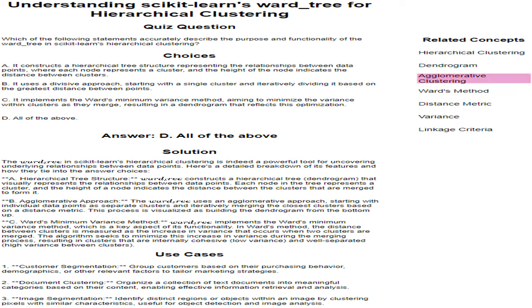Agglomerative clustering, a bottom-up approach to hierarchical clustering, where individual data points are initially treated as separate clusters and then progressively merged based on their similarity. Ward's method, a specific linkage criterion used in agglomerative hierarchical clustering that aims to minimize the variance within clusters as they are merged. It considers the increase in variance when merging two clusters and seeks to minimize this increase.